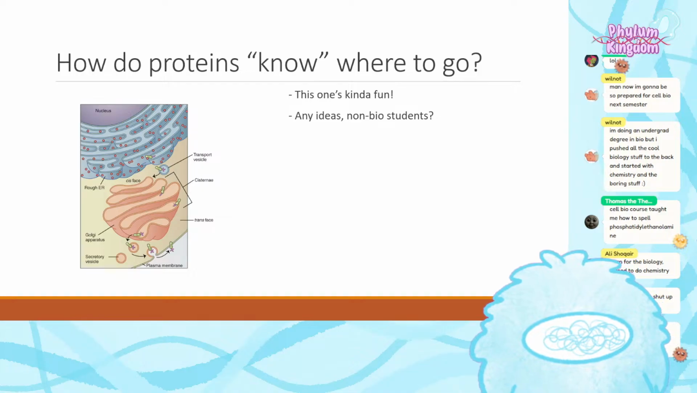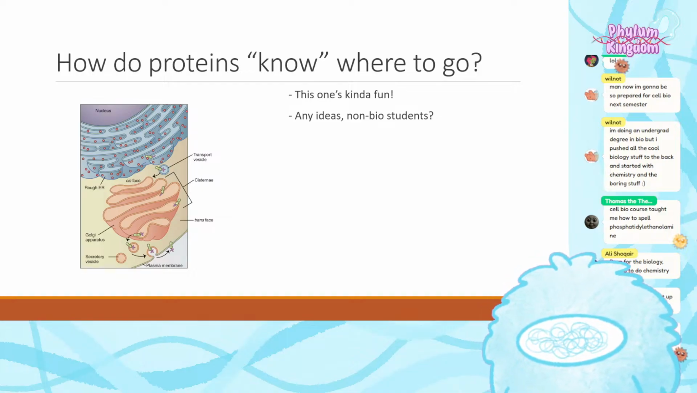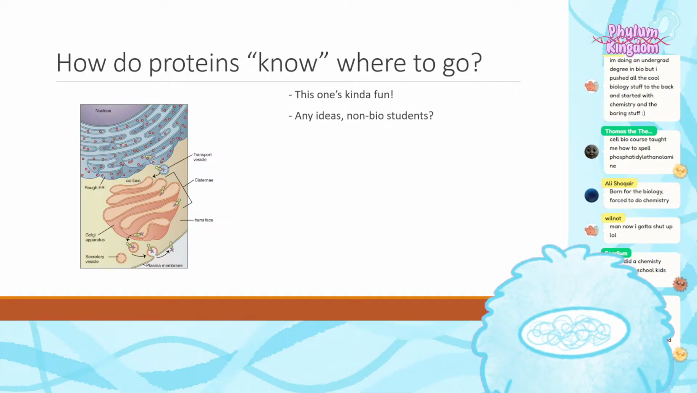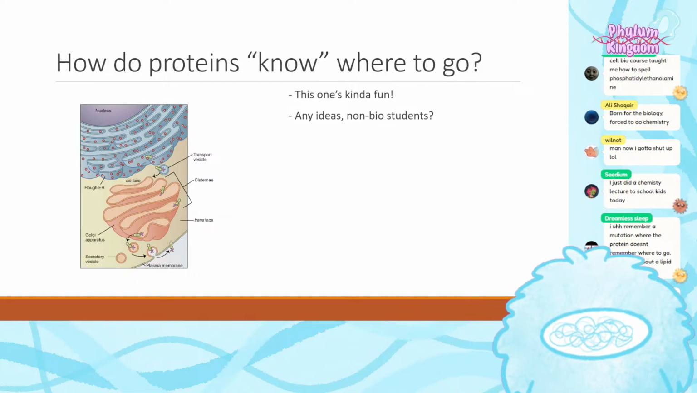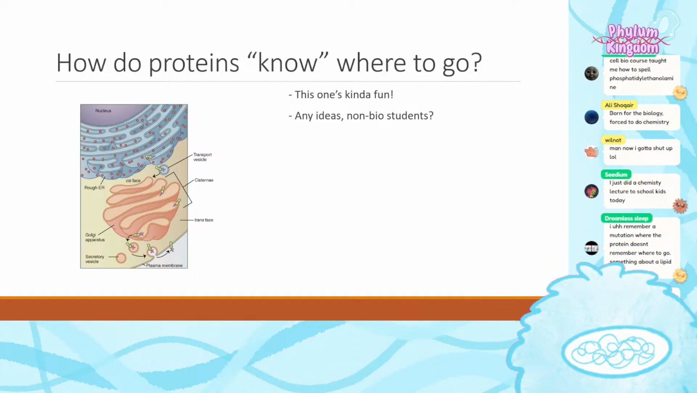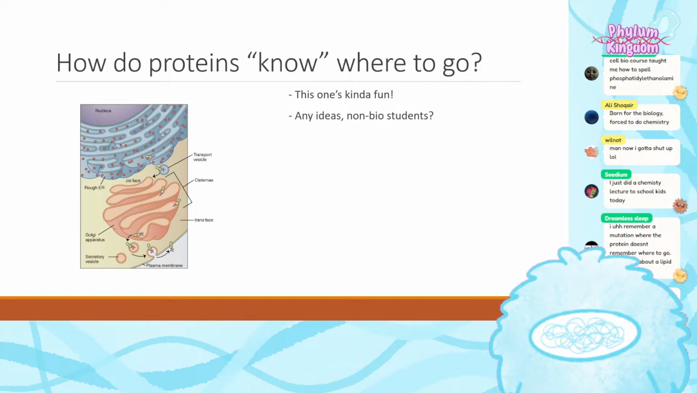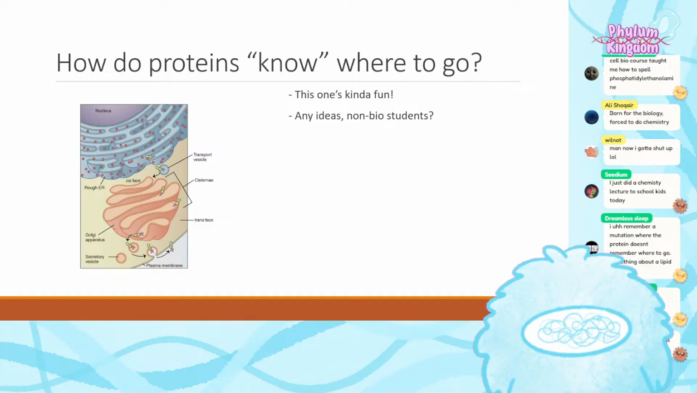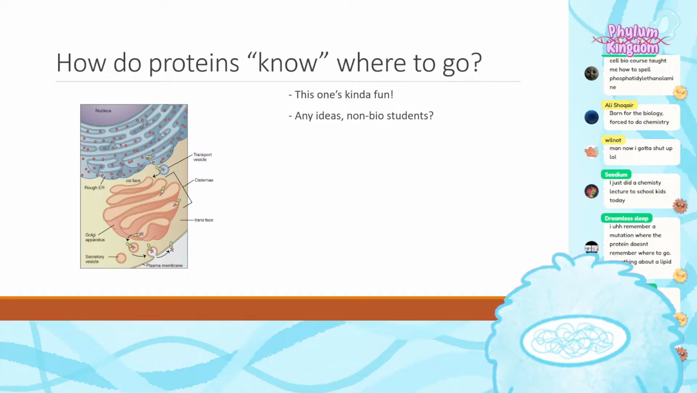All right, so how does a protein know where to go? Any non-biologists want to take a shot at this question? I remember a mutation where the protein doesn't remember where to go, something about a lipid side. Yeah, okay. That's hovering around the correct answer, but it's far enough that I'm still going to wait for other people to chime in.